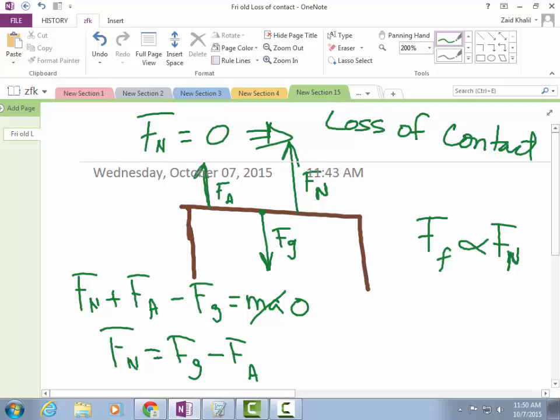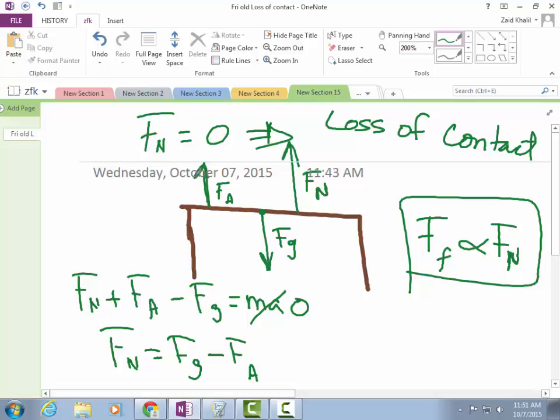So there you have it. Force of friction is proportional to the normal force. And it's important to actually not just be given a statement, but to actually understand where it comes from. Why it's the normal force versus the weight. Because it's not obvious that this is the case.